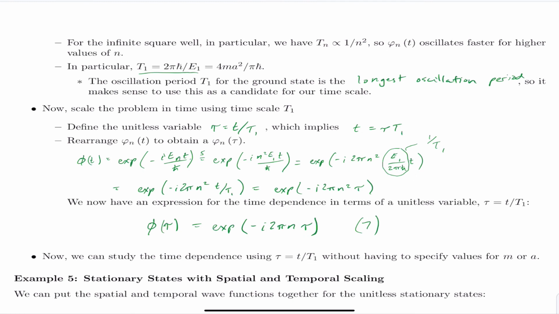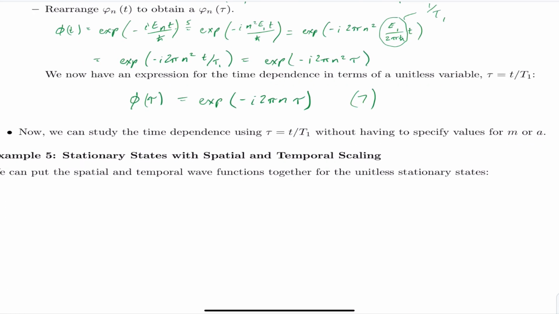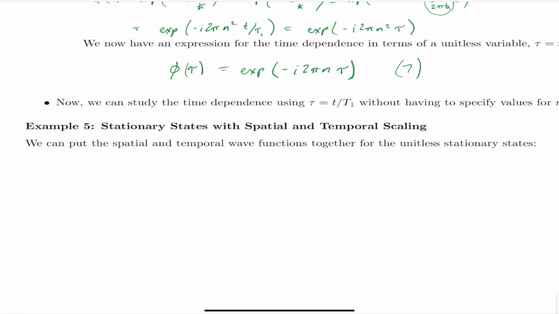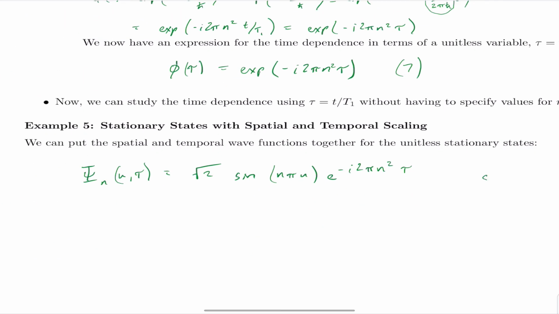What's nice about this is we don't really need to specify values for m or a or even h bar. And then we can put everything together and have a wave function or a stationary state that's scaled in time and space. And by the way, that needs a squared there. Okay, we'll call that equation 8. So now we have a unitless version of the stationary state, and that can be helpful in physical analysis.